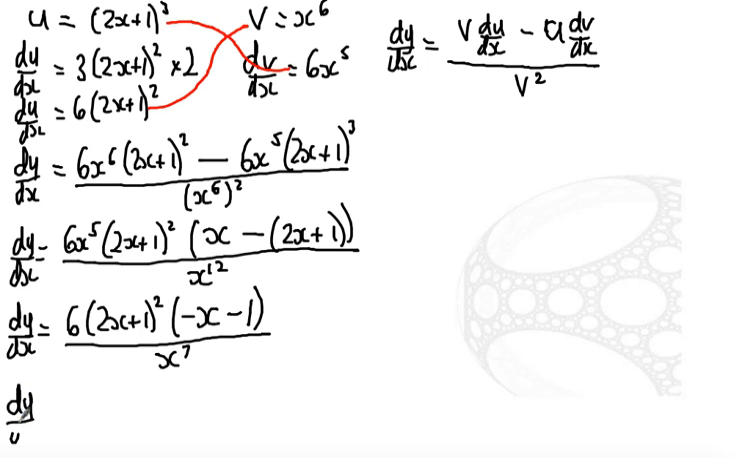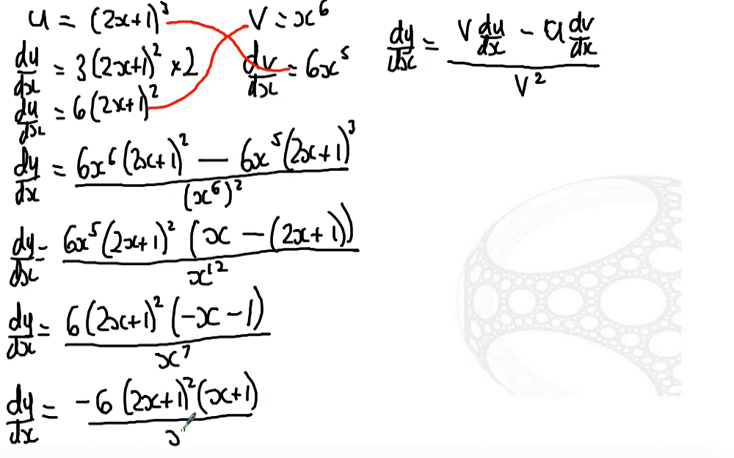Finally, just tidy up, because what I can do is take a common factor of minus 1 to tidy that bracket up a little bit more. So I get minus 6 times (2x + 1) squared times (x + 1) all over x to the power of 7. And that is all we need to do.